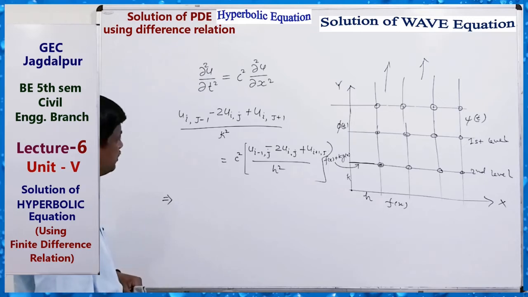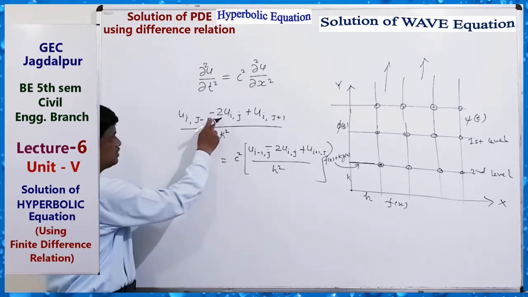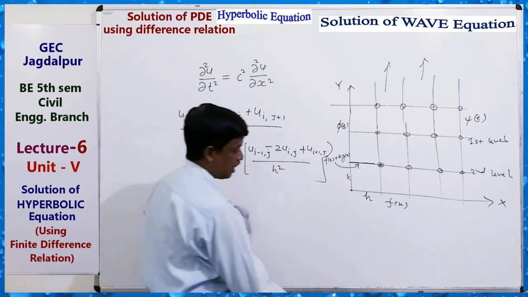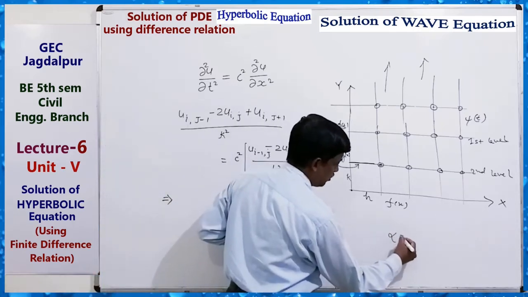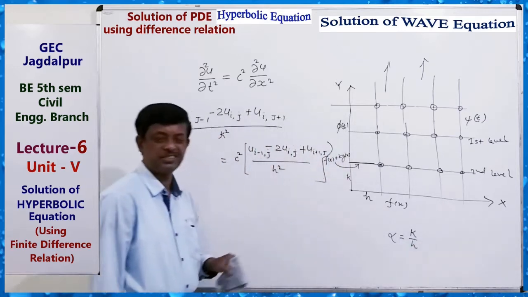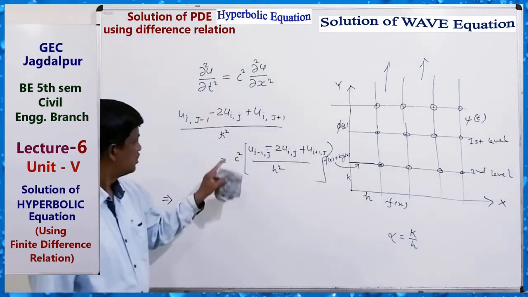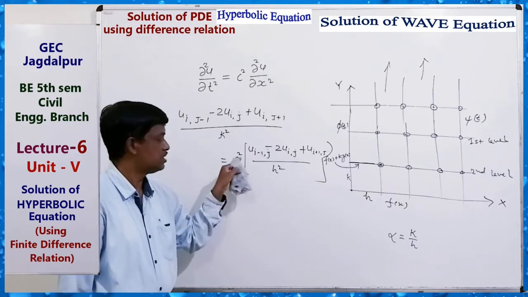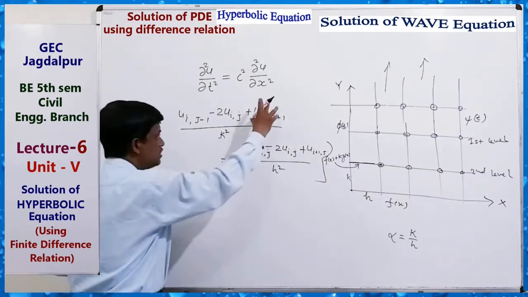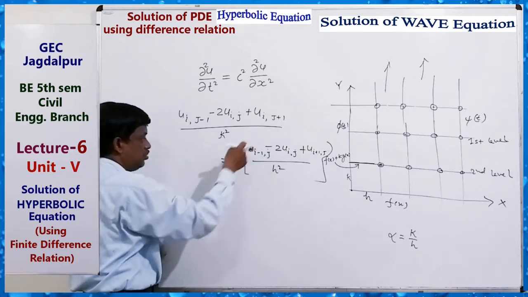Just we take this equals to k square, so c square k square by h square. So we take alpha equals to k by h. Just take alpha equals to k by h. So k square by h square, c square alpha square. So from here we can see that this is equals to this into here.